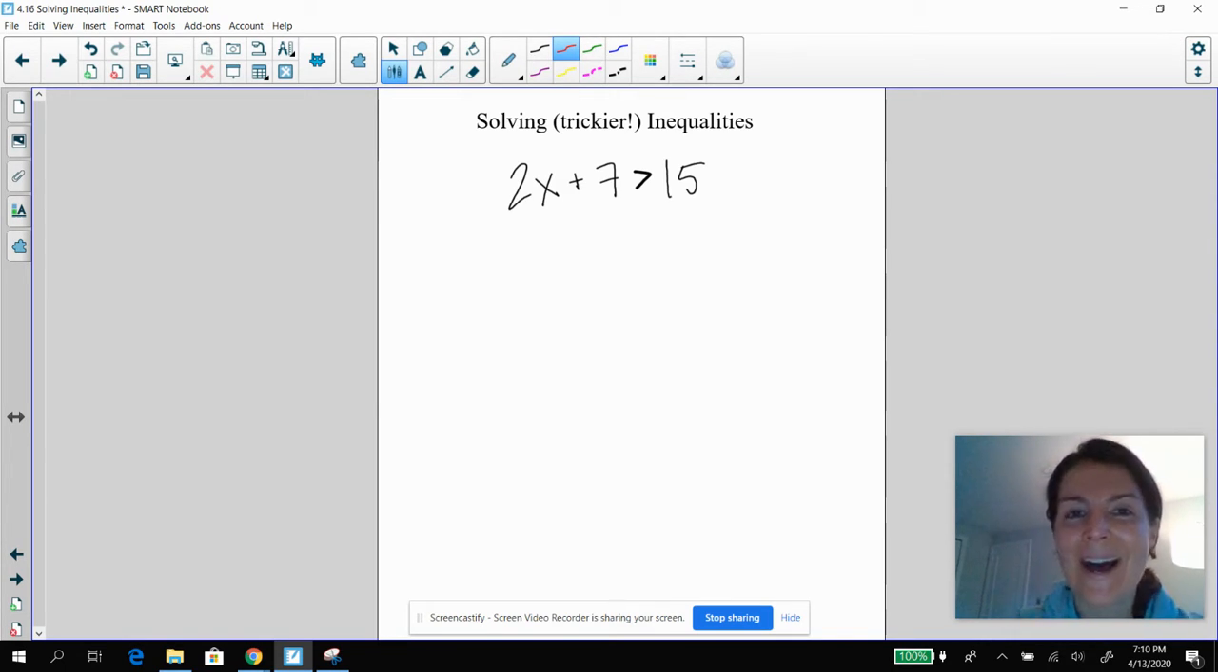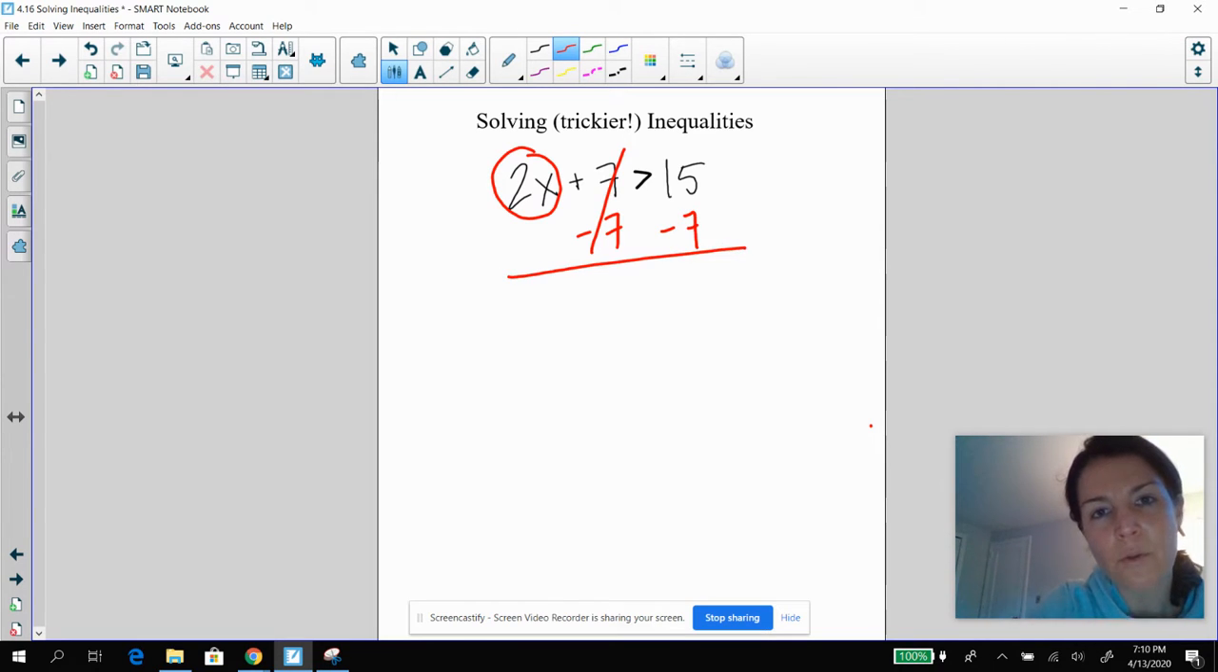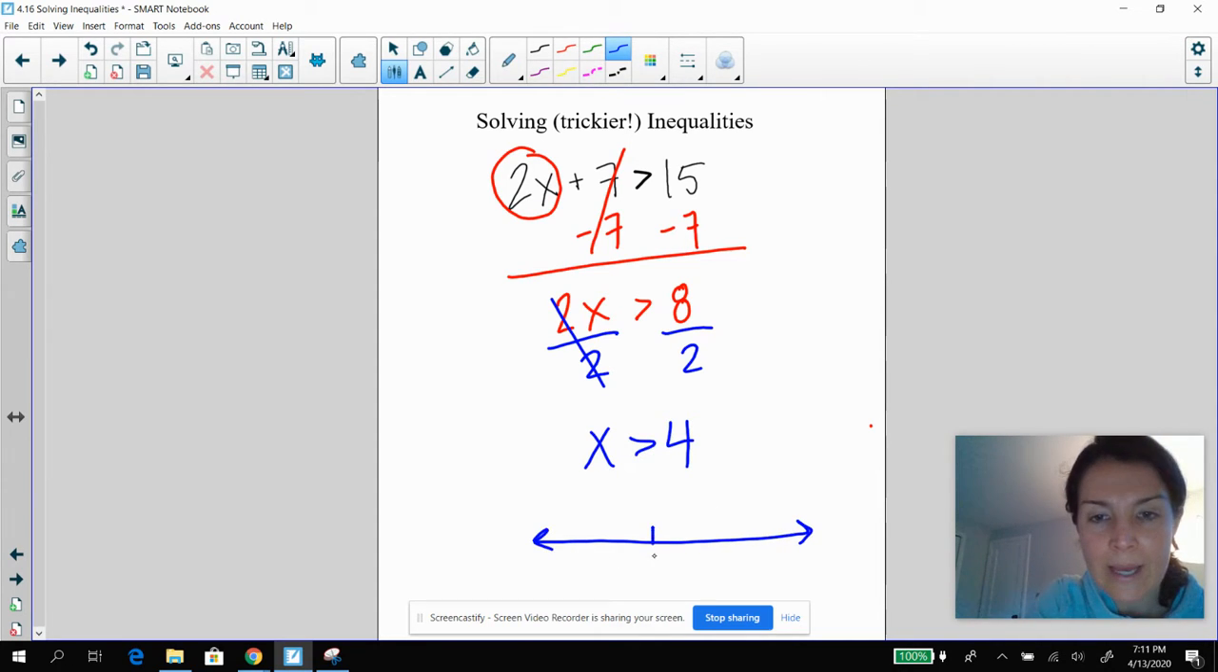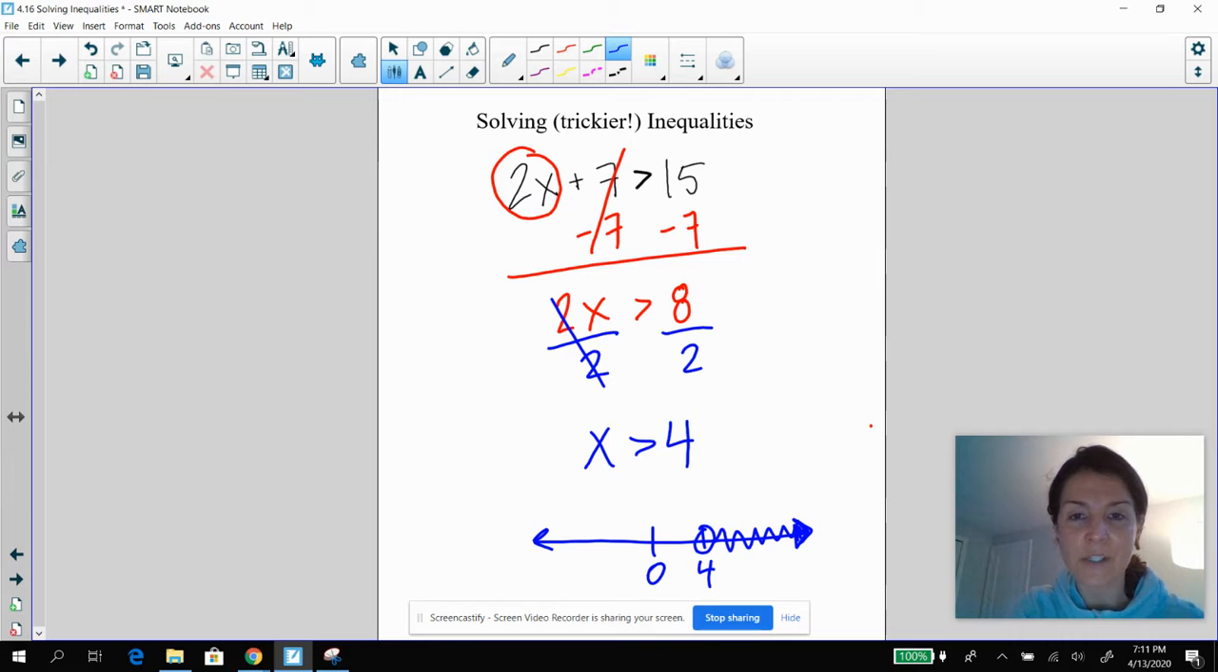All right, we are back. So hopefully you decided to isolate your variable term first, subtract 7, slash it. So we are left with 2x is greater than 8. And then we've got a one-step equation here. So I'm going to divide by 2 and divide by 2, and I'm left with x is greater than 4. We draw our little number line, a 0, a 4. Because it's not greater than or equal to, I leave it as an open circle, shimmy everything to the right, and you're done. X is greater than 4, and I can graph it as well on that number line.